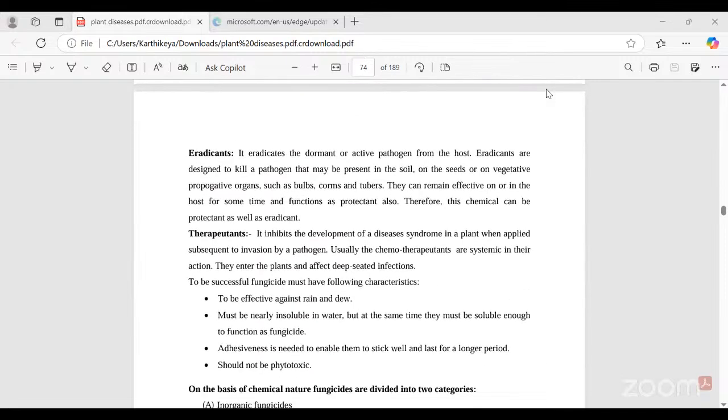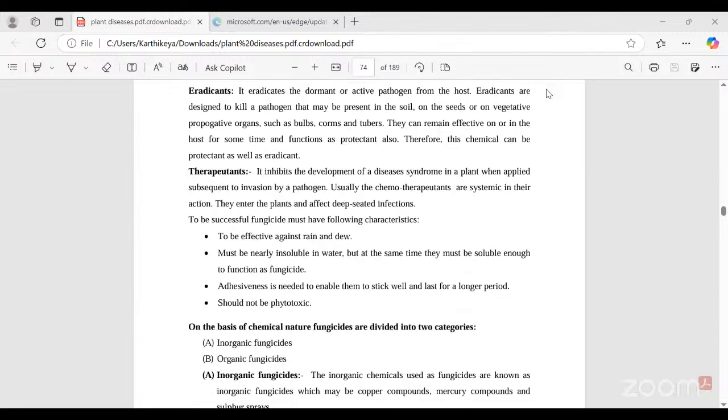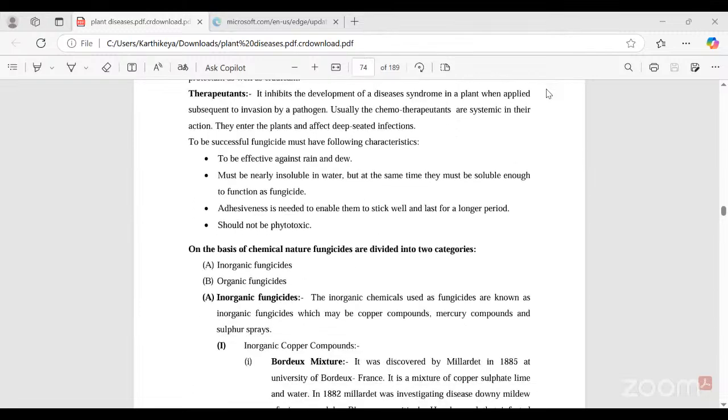Eradicants eliminate the dormant or active pathogen from the host. Eradicants are designed to kill the pathogen that may be present in the soil, on the seeds, or on vegetative propagative organs such as bulbs, corms, and tubers. They can remain effective on or in the host for some time and function as a protectant also. Therefore, this chemical can be a protectant as well as an eradicant.